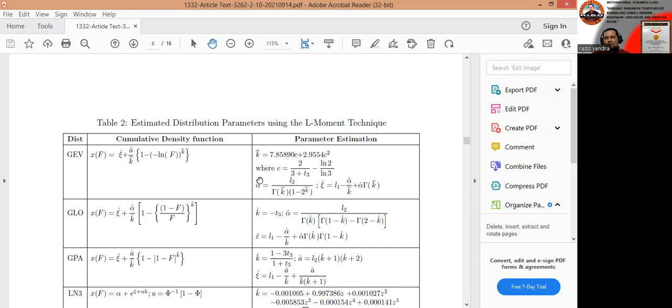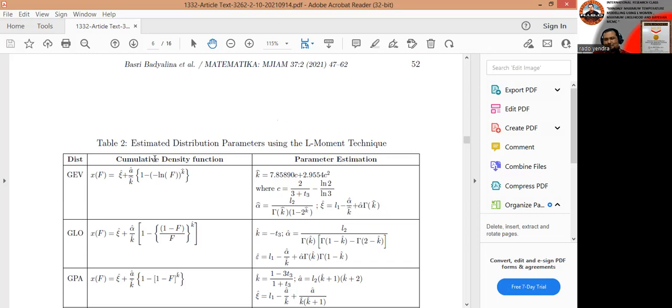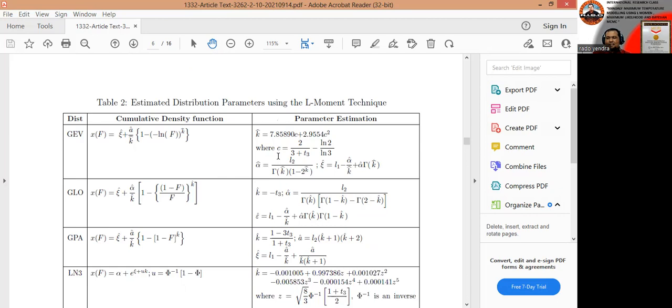there are the formulas to estimate the parameters of some distribution functions using the L-moments, like the GEV. GEV means generalized extreme value, using the quantile function. I think there is some mistake in this paper. This table 2 means the quantile function, not the cumulative distribution function. I think this is some mistake from the authors. And then you can check here, there are 3 parameters in the GEV. We call them xi, alpha, and kappa.